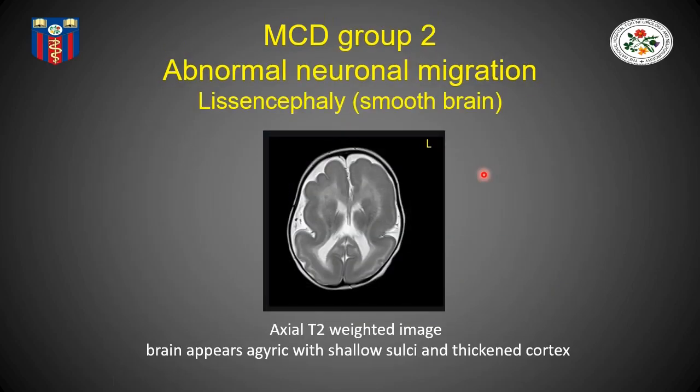This is again part of group 2, so abnormal neuronal migration, and this is a case of lissencephaly. On this axial T2 scan you can see that the brain has completely lost all the sulci and the gyri, and that the cortex is very thickened.